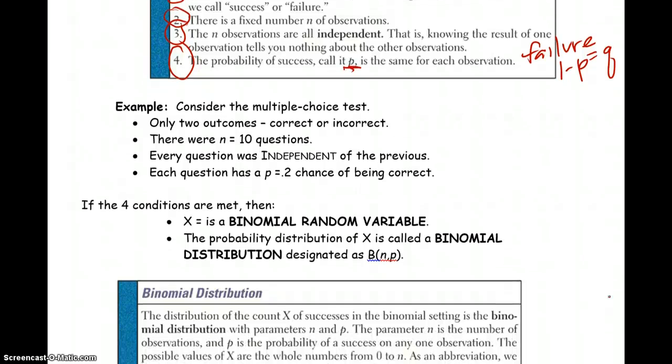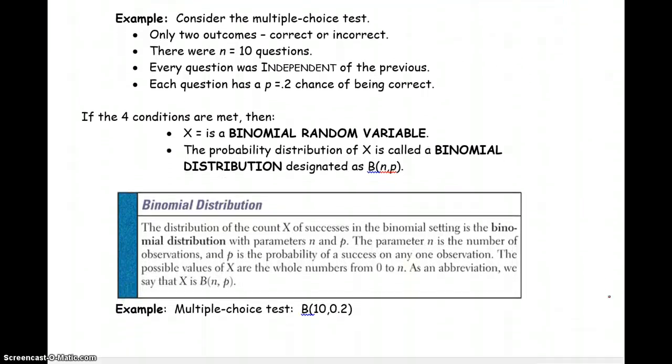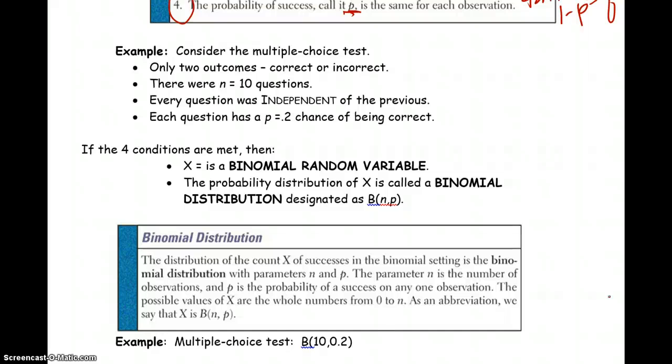So consider the multiple choice test example. Let's stop right here. There were only 2 outcomes: either you're going to get the question right or you're going to get it wrong. There were 10 questions on the test. For every question, you still had an equal guessing chance from question to question. And on every question, there was a 0.2 probability you're going to get it right. So if those 4 conditions are met, then just like last chapter, where we defined an x, y, z, our random variable is going to be a binomial random variable.